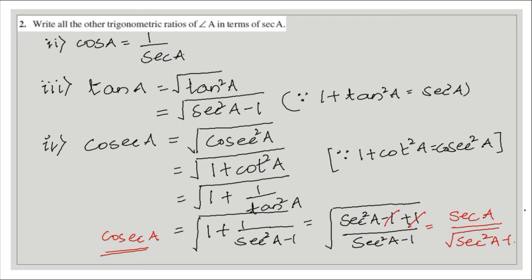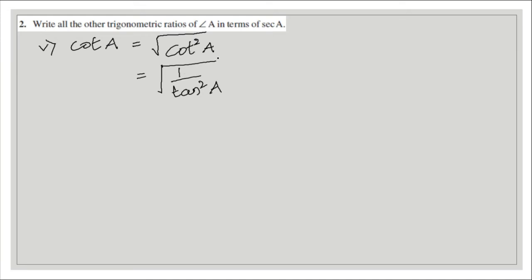Now let us express one more trigonometric ratio, cot A, in terms of secant A. Now I'll take cot A. This is the fifth trigonometric ratio, cot A. This is root of cot square A. Now I will express cot square A as 1 by tan square A. We all know tan square A can be written as secant square A minus 1.